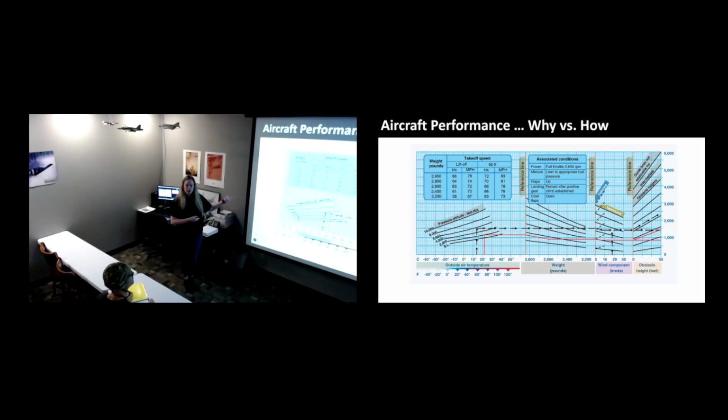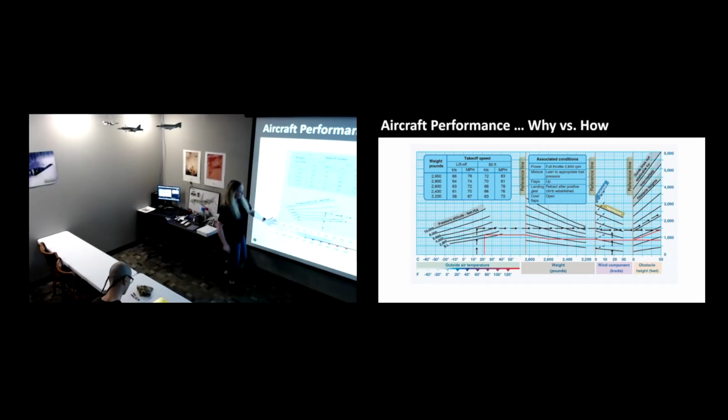Have you guys all looked at this? Have you guys kind of seen something that looks like this? These are what we call Piper charts. Do other manufacturers do similar charts? Yes. But the airplanes you're probably going to be flying are probably going to be Pipers that use these.